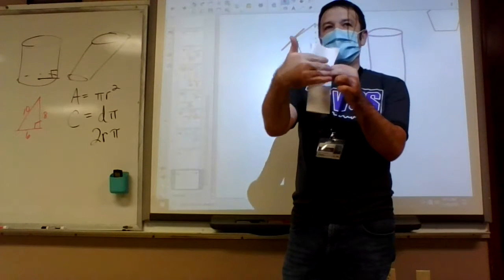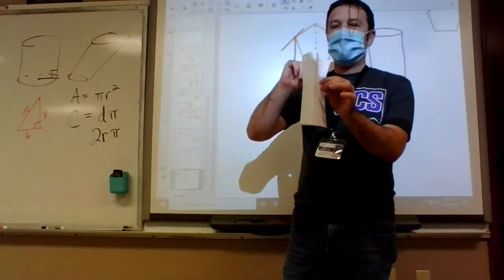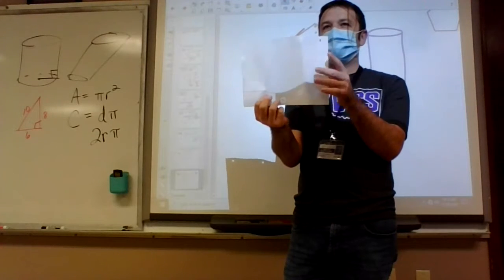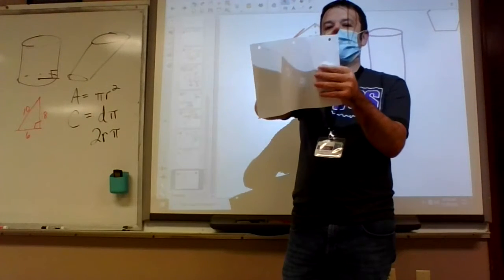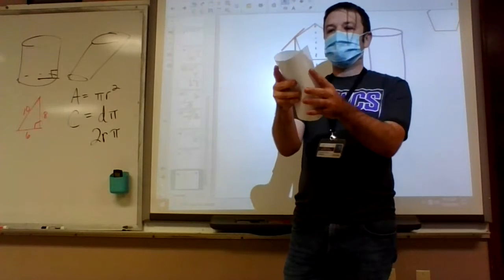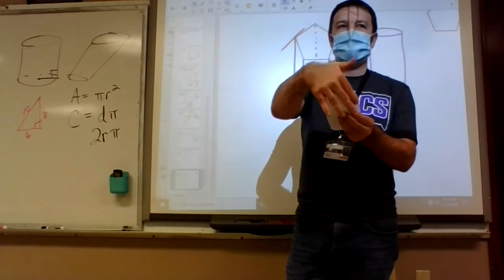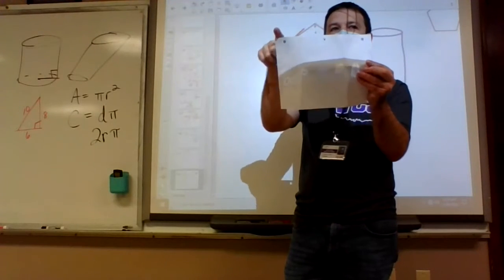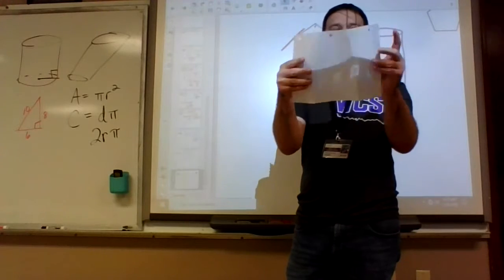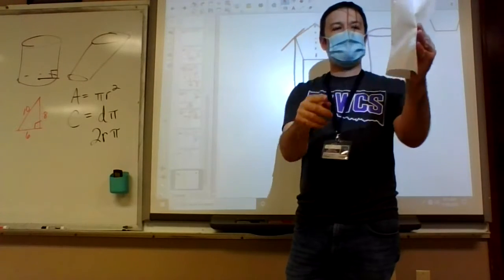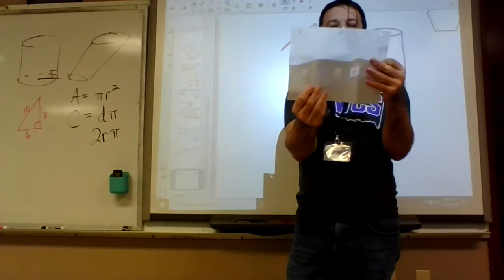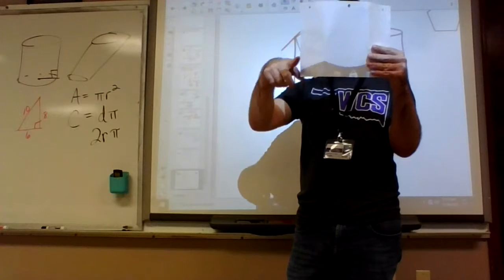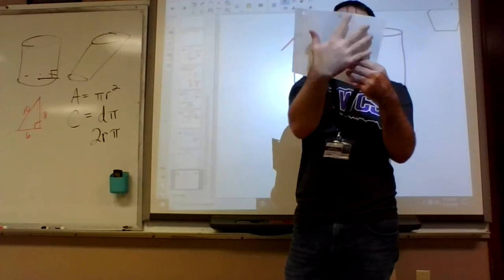If I unfolded the prism, the three rectangular sides would just be one big rectangle. Well, how long is this? It'd be the same as the perimeter of the base. How tall is it? The height of the prism is the same as the height of this rectangle. So if we do the perimeter of the base times the height of the prism, that'll give us all our lateral surfaces together.